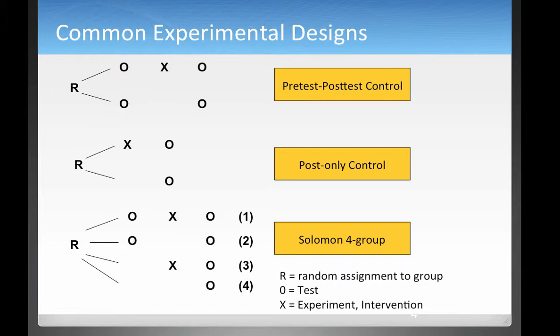And then the third group here is the Solomon 4-group design, which is essentially a combination of a pre-test, post-test control and a post-only control. And here the advantage is that you can examine what the effect is of a pre-test by comparing the first two groups with the third and fourth group. So you can test what the effect is of testing twice, right?